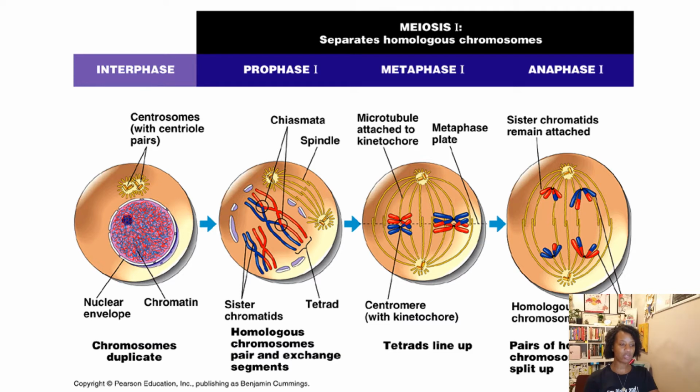But here in Module 6, we're talking about gametes. So after one round of mitosis, this cell is going to enter meiosis 1, beginning with prophase 1.